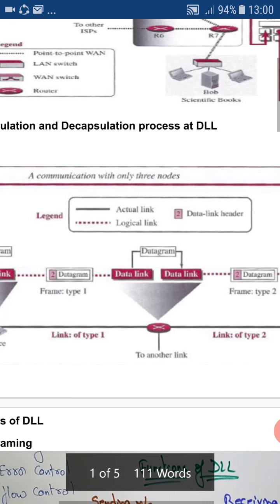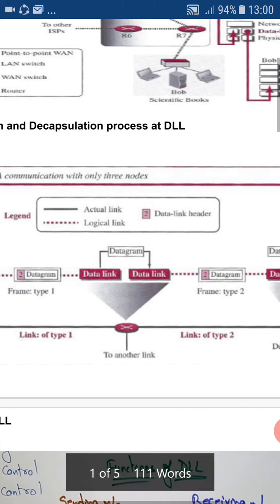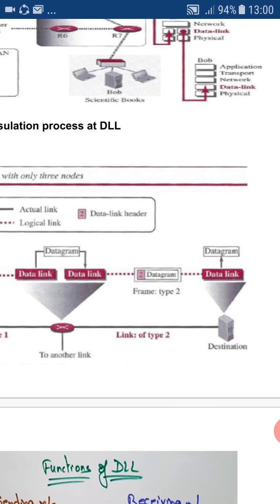Now, at the router, what happens? At the router, the frame received is decapsulated, and another data link layer of the router will encapsulate it into another frame, where the other frame contains the link layer address, whereas the first frame contains the address of source and destination. Now you can observe that from the second data link layer of the router, the frame is formed and that frame is logically transferred to the destination's data link layer.